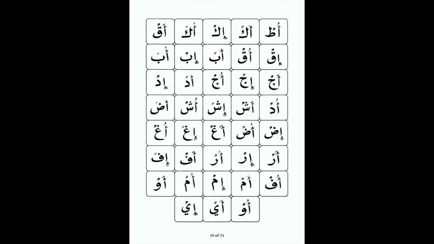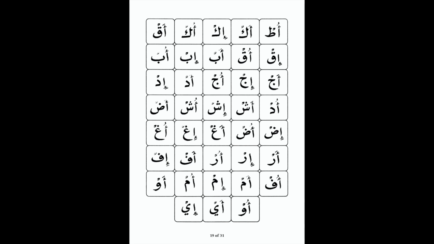Hamza fatha dal sukun ade. Hamza kasro dal sukun ide. Ade, ide. Hamza dhamma dal sukun ude. Ade, ide, ude. So we got five bouncing letters. The five of them are qaf, ta, ba, jim and dal. If these letters are sukun, it will bounce.